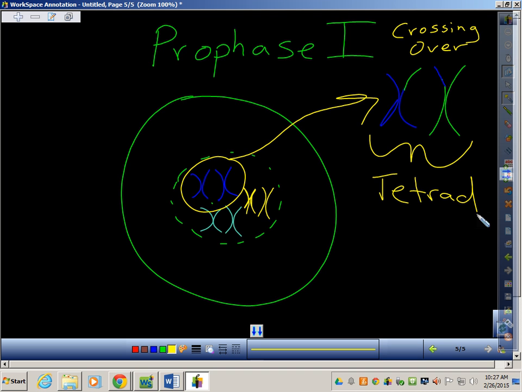That's a tough concept to grasp. Now, the other thing I didn't talk about is our centrioles show up and form our centrosomes. This is no new thing. And they start to form spindle fibers, right?